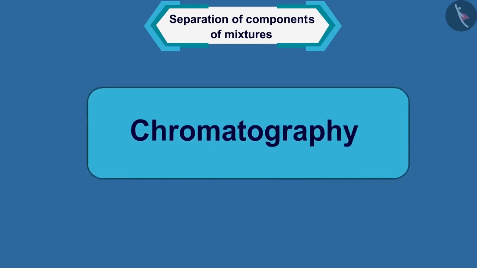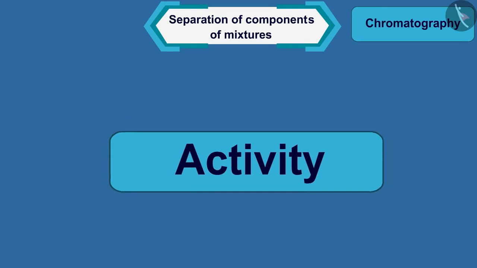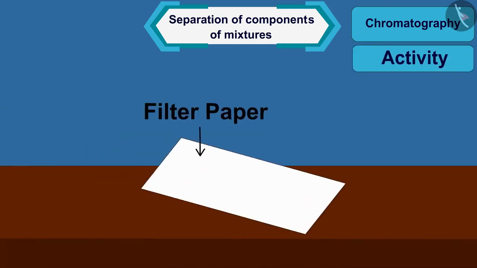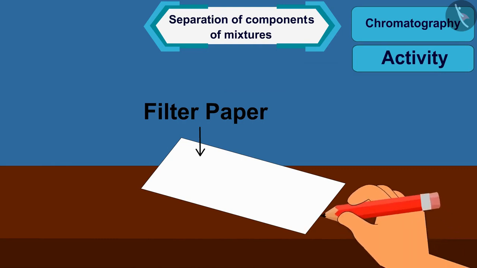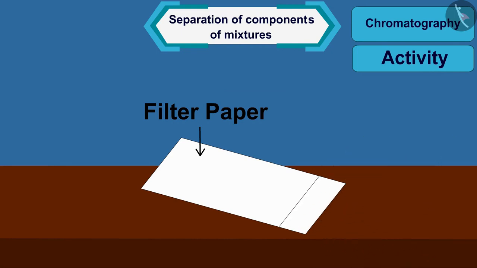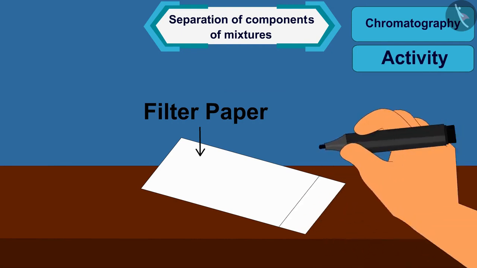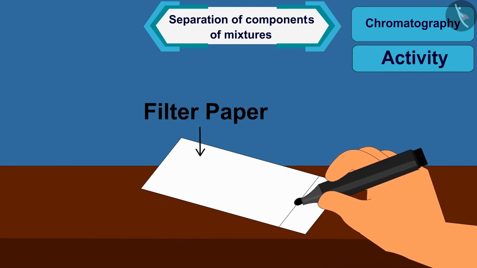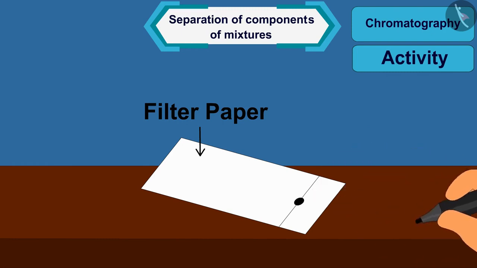The next separation technique is chromatography. Let us understand this by an activity. Take a thin layer of filter paper. Draw a line with a pencil 3 cm above its bottom edge. Now, place a drop of water-soluble ink in the center of the line with the help of a sketch pen. Allow this drop to dry.